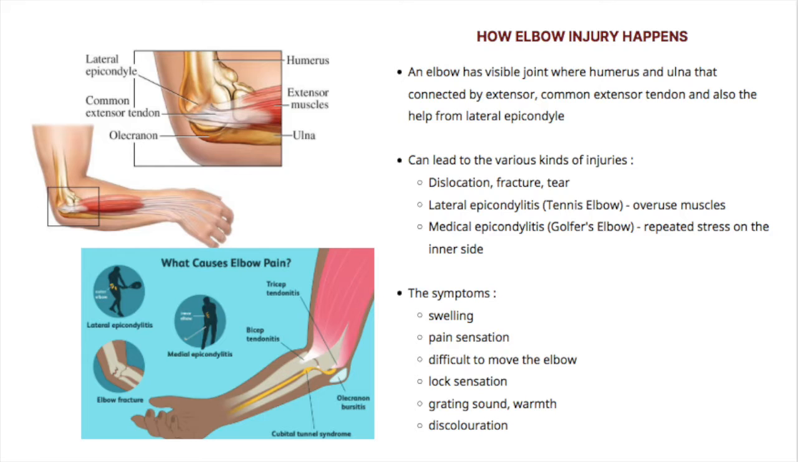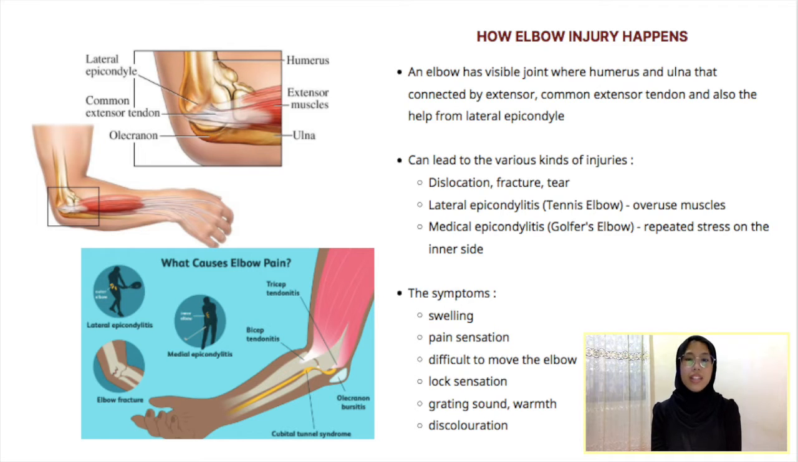So first thing first, we need to understand our elbow anatomy. Our elbow has visible joints where the humerus and ulna are connected by the common extensor tendon, and also with help from the lateral epicondyle. As you can see here in the diagram, this is our elbow anatomy. Our elbow anatomy has several elements connected together that allow us to move freely and do our routines.